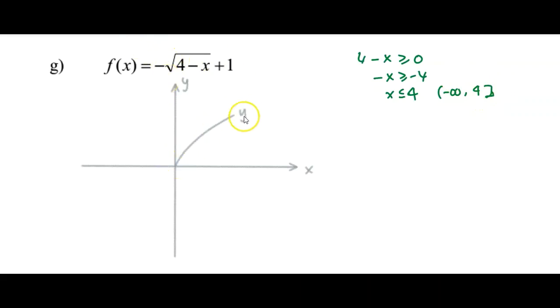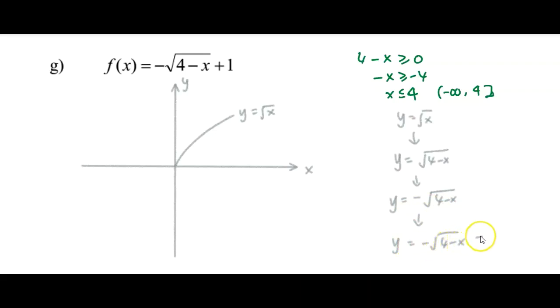Now we can see that we want to start the graph from y equals square root of x, which is our basic graph. This is my first stage of the graph. Second stage, I will sketch y equals square root of 4 minus x, and the third stage will be the negative of this graph. It will happen when you do the reflection. And lastly, I will shift the graph upwards by 1 unit to produce this graph.